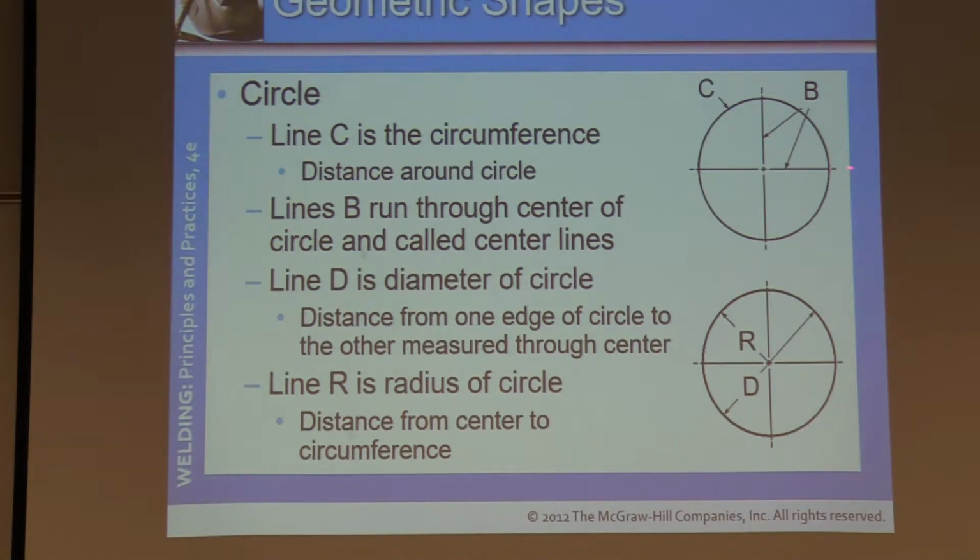It might be, in this case, this is a horizontal line. This is vertical, the way we're looking at it here. Line D is the diameter, so the distance completely across. And as you can see, R is half of the distance of the diameter. Only 1/2 of that.